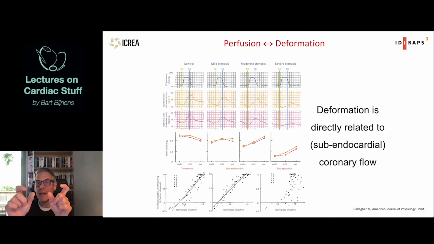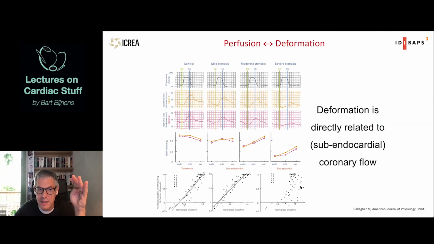So they did that, again, with these sonomicrometry transducers, where they actually implanted a transducer really in the mid of the myocardium, which is of course rather invasive, but it still tells you something about what's going on. And what you see there is, again, a really linear decrease of overall deformation with decrease in blood flow. And that's predominantly in the subendocardium. So in the subendocardium, if you decrease the perfusion, it's the subendocardium that goes down predominantly.